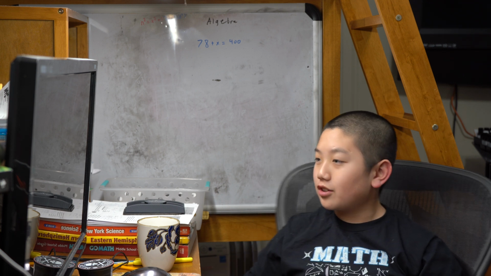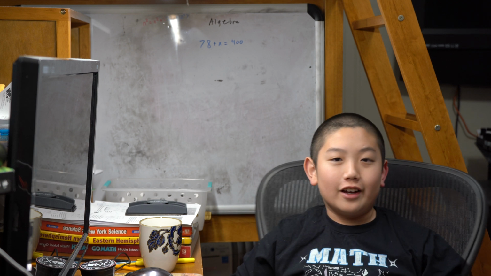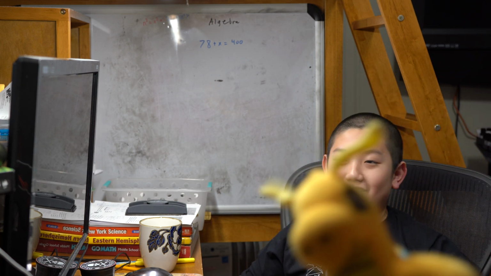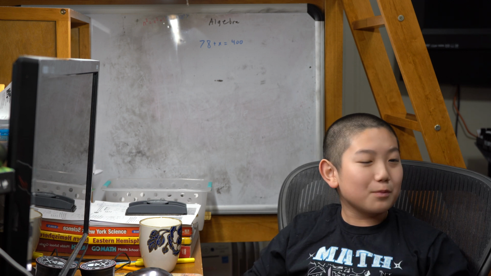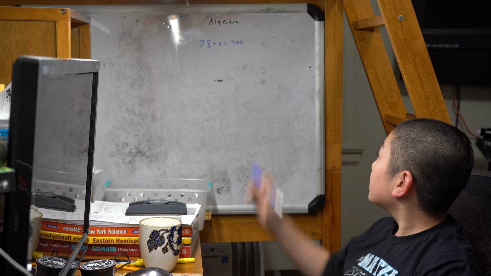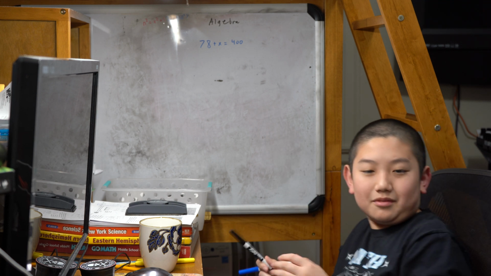So today we're going to start with the basics of algebra. Algebra is basically just solving for a variable. A variable is pretty much an unknown number. It can be any number.